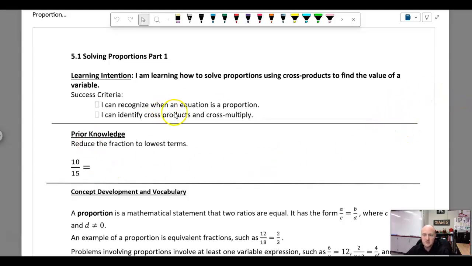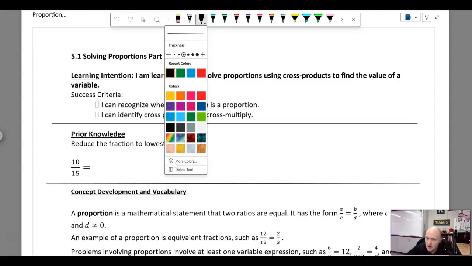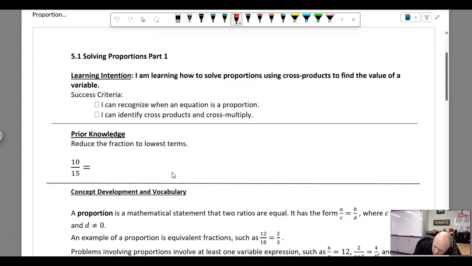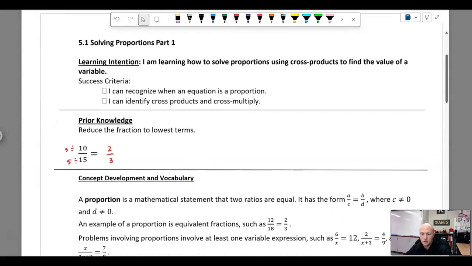be successful if you can recognize when an equation is a proportion, and you can identify cross products and cross multiply. So, very simple, reduce the fraction to lowest terms, 10/15. Well, both of these are multiples of 5, so we can go ahead and reduce each of these. If we divide 10 by 5, we get 2, and divide 15 by 5, and we get 3. 10/15 is 2/3. Pretty simple, right?